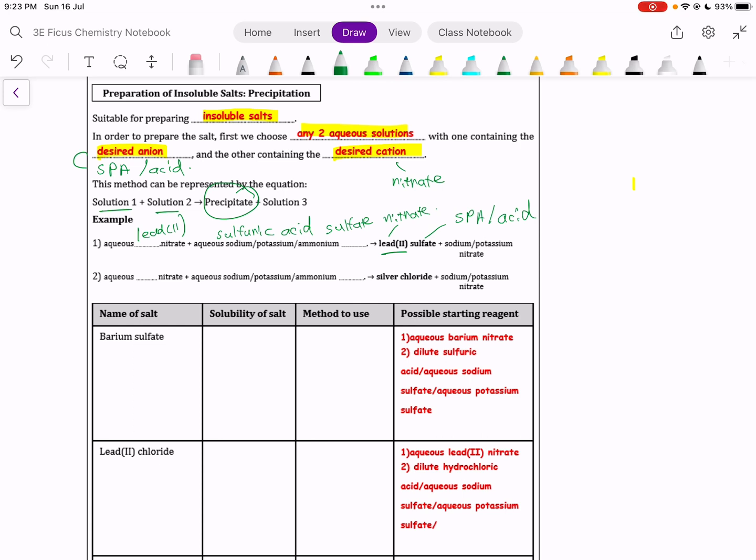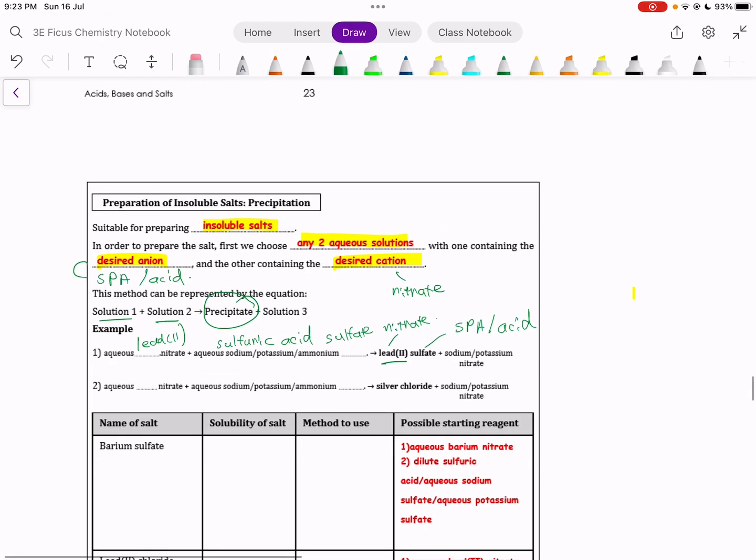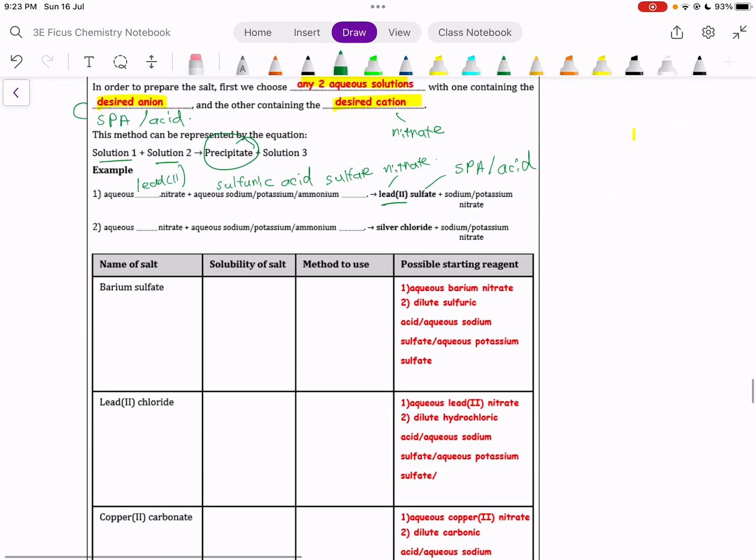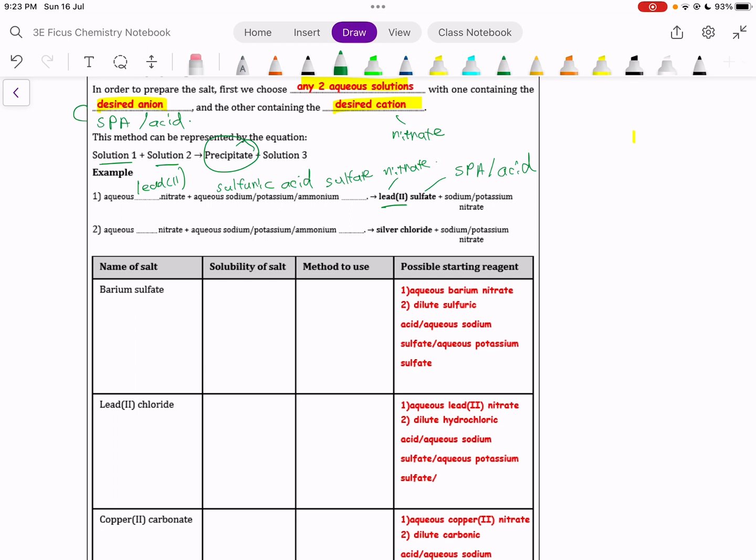Next, did I show you silver chloride? Yes, that was the one I showed you earlier on the previous page. Then you have silver nitrate, or sodium, potassium, or ammonium chloride, or otherwise hydrochloric acid.